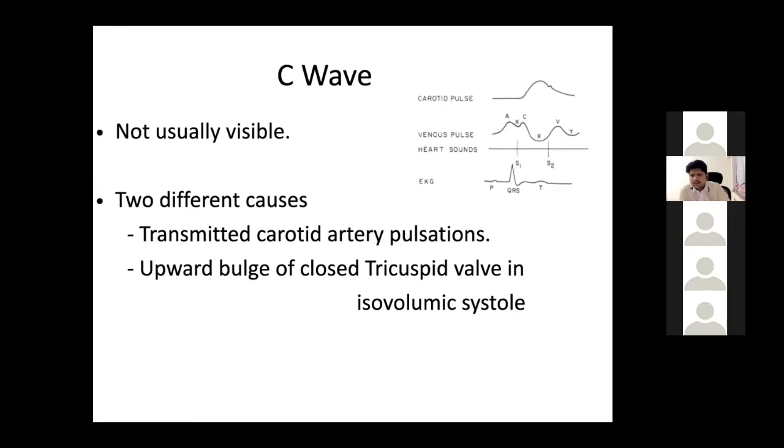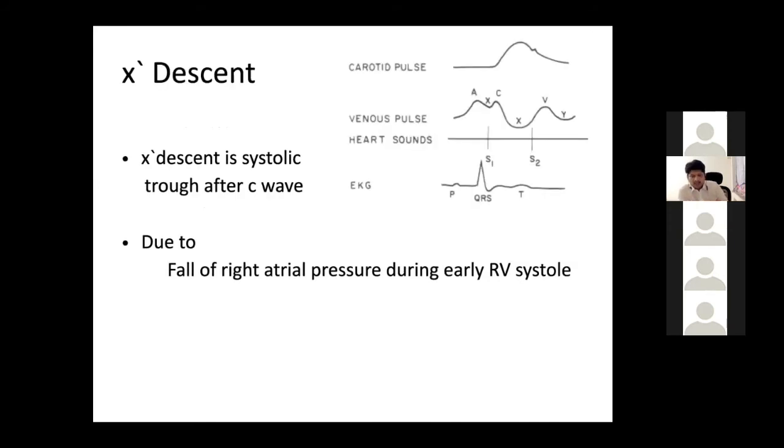After the C wave, we get something known as the X prime or the X descent. So it is a systolic trough after the C wave. And as I already told you, there are two mechanisms. X prime is due to the fall of the right atrial pressure, and the RA blood comes to the RV during early systole, and also the floor of the RA comes down.